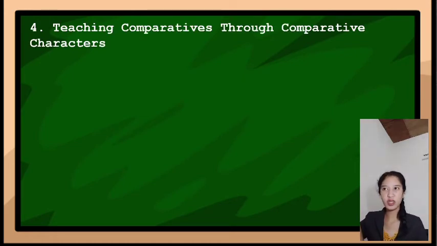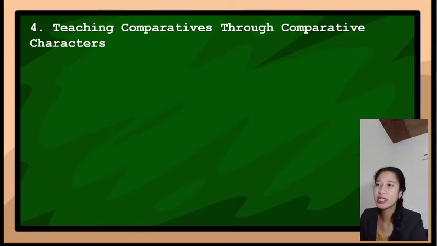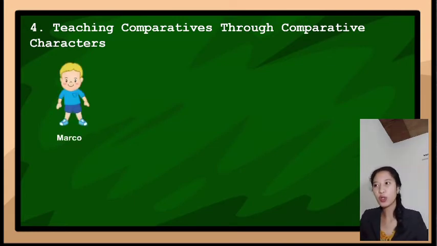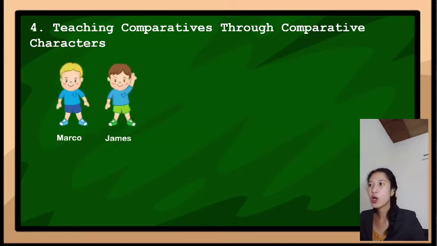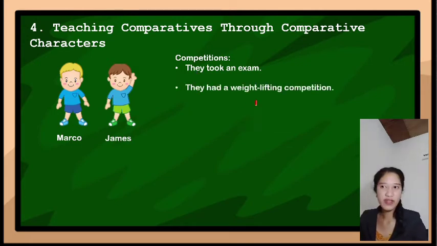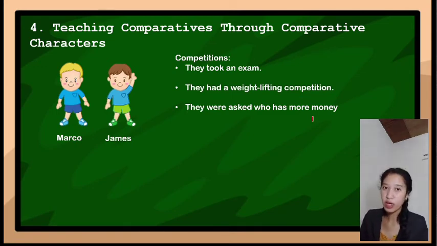Now I'm teaching comparatives through comparative characters. So here you're going to teach comparisons. This is the evolved one, a much higher level than what I've said a while ago. The focus will be on comparison. Let us see the characters. The first one is named Marco and the second one is James. These two compete, and the competitions they took are an examination, a weightlifting competition, and money. They were asked who has more money.